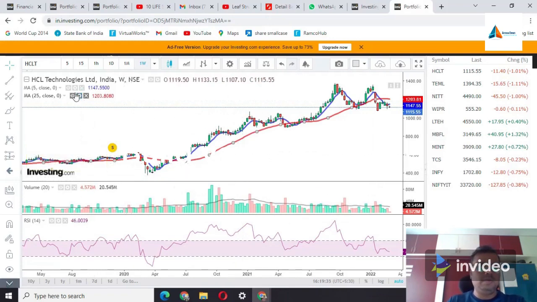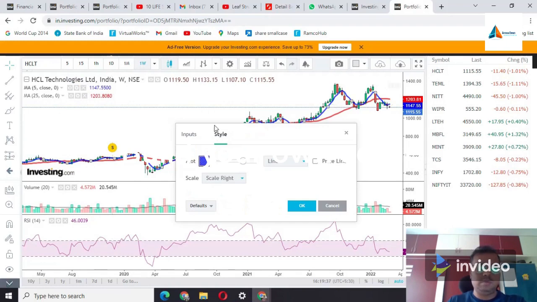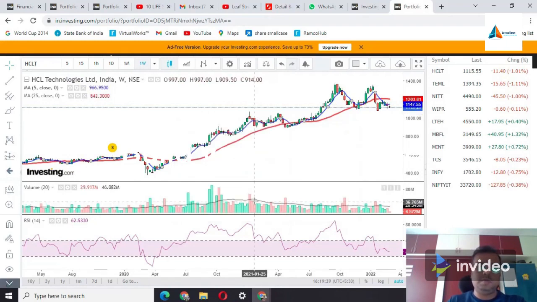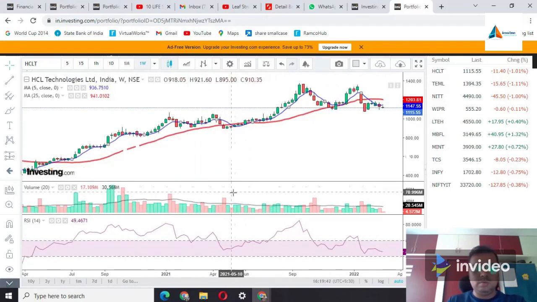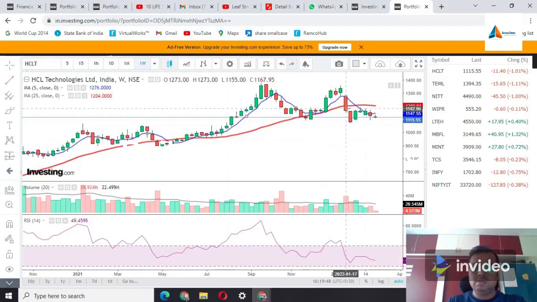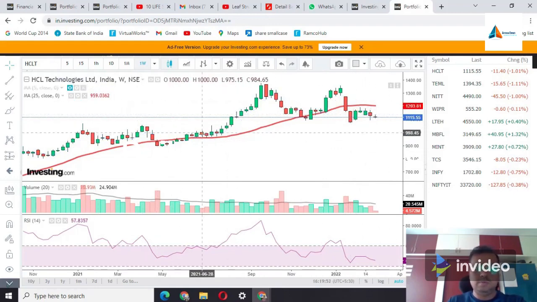Now we have a question. How do we pick a stock? This is what I'm going to explain. If you see this, we have 60 and 40, right? It's on a weekly time frame. Now the stock is going below the. Let me stop this for the time being. We'll see this. When do you enter a stock?